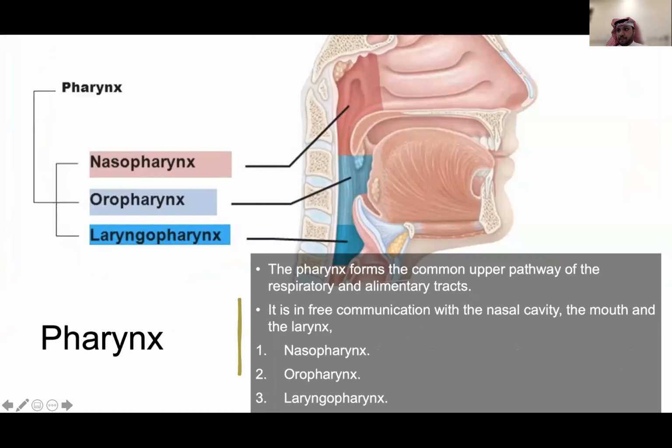Let's talk about the second area, which starts from here. It's called the pharynx. The pharynx is divided into three areas: nasopharynx, oropharynx, and laryngopharynx. The pharynx forms the common upper pathway of the respiratory and alimentary tract. It organizes air and food, so it's like a traffic area. It's a free communication between the nasal cavity, the mouth, and the larynx.